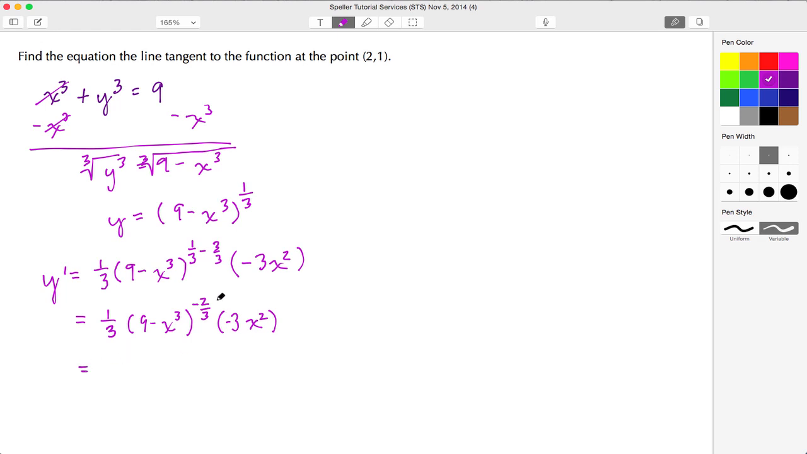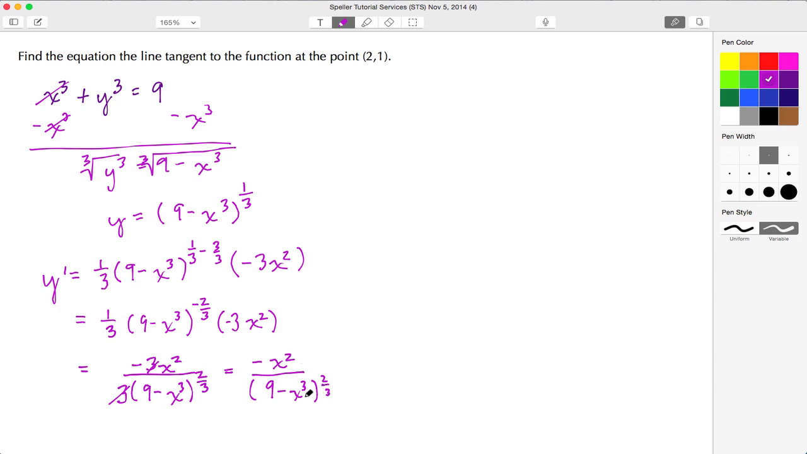What I want to do at this point, I see I have a negative exponent, so I'm going to move this negative exponent to my denominator. So here I have 9 minus x cubed, and this time it's going to be raised to the positive 2/3. In my denominator I should have a 3, and in my numerator I'm left with 1 times the negative 3x squared. At this point I see I can do some more simplification. These 3's cancel, so I'm left with a negative x squared in my numerator, and my denominator is 9 minus x cubed raised to the 2/3.